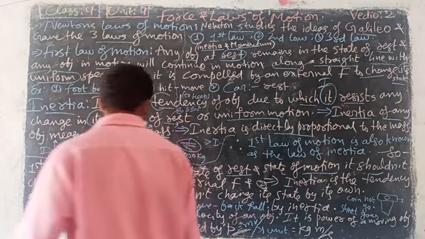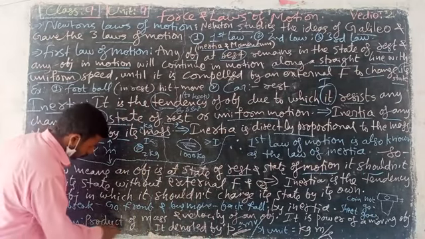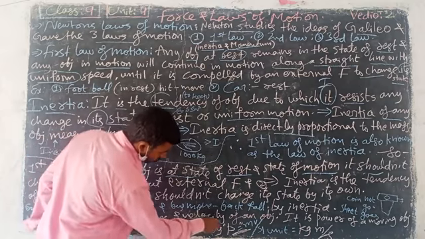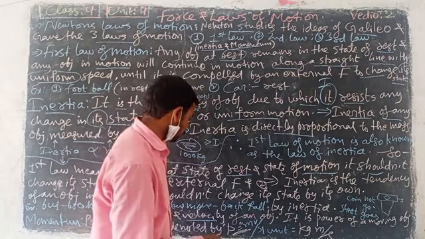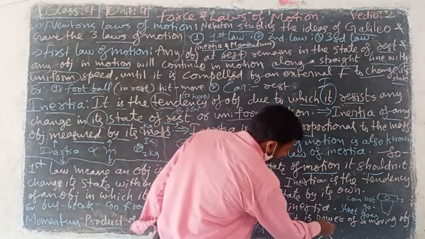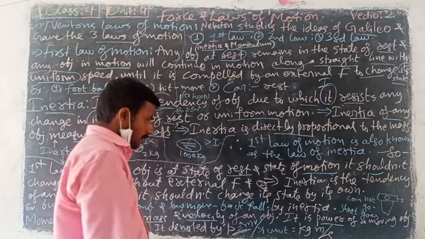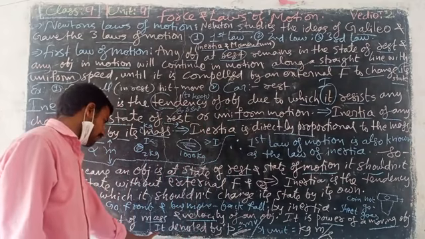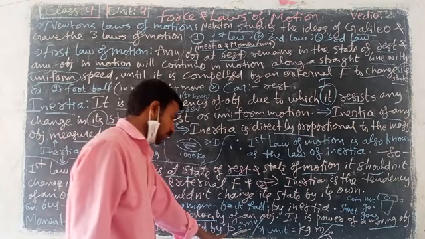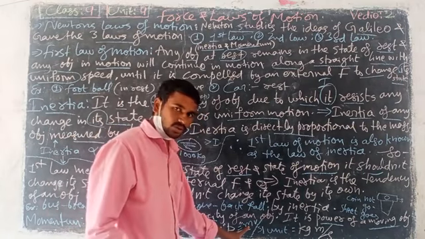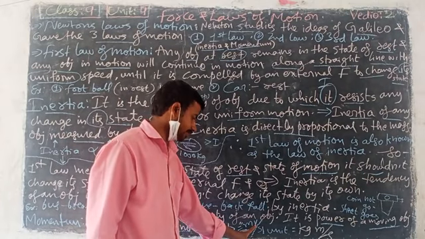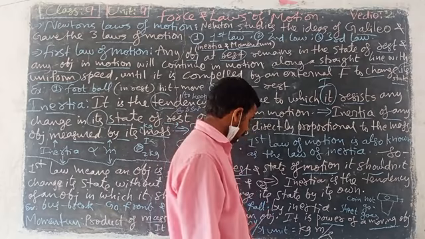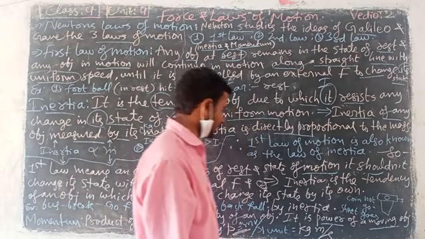For example, a sheet: when you hit it here, the sheet will go forward and the coin will fall in the glass. Momentum. What is momentum? Look here. Product means multiplication. Momentum is the product of mass and velocity of an object. It is the power of a moving object. Momentum is denoted by small p and is equal to the product of mass and velocity: p = m × v. The SI unit: for mass, kg; for velocity, meter per second. So the unit is kg meter per second.